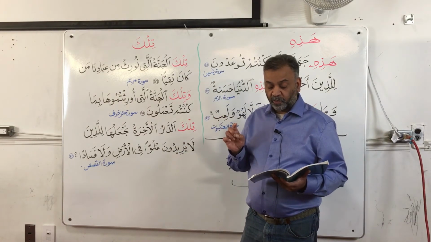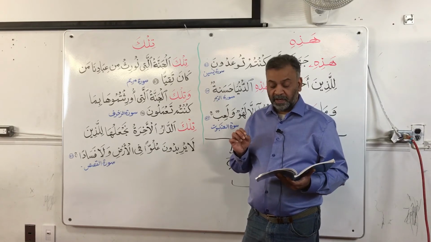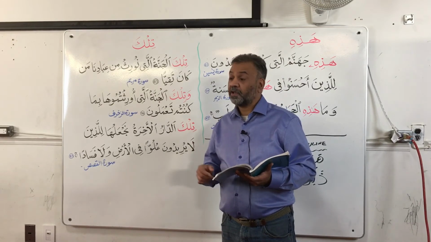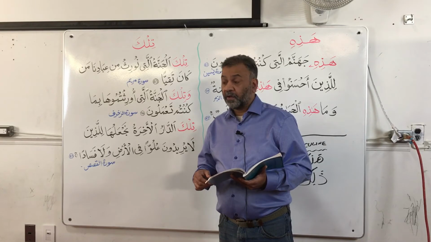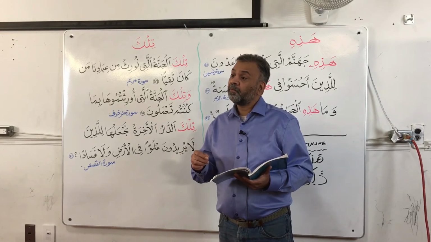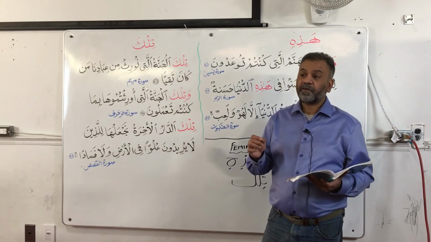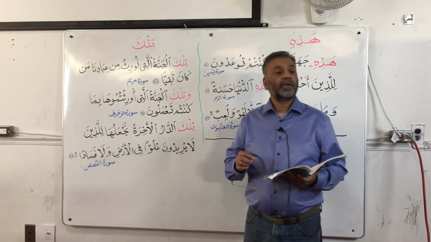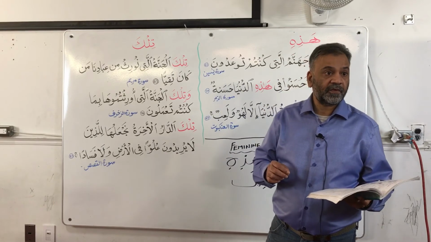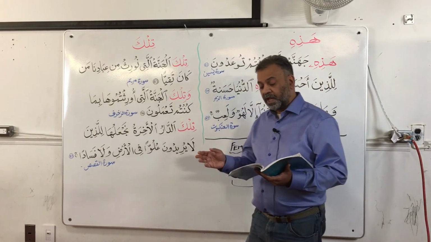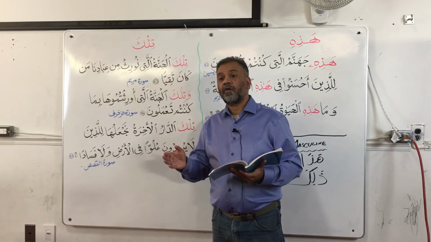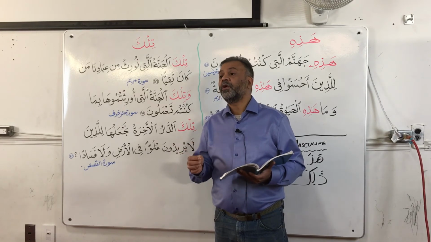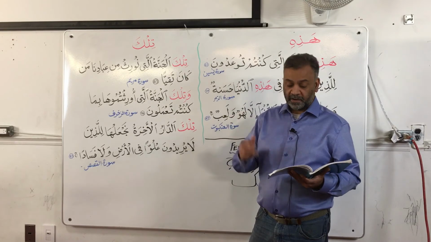Number 4, ismul muhandisi, name of the engineer. Faisalun is Faisal. Wasmut tabibi Mas'udun, and name of the doctor is Mas'ud. Is there any questions, Nambai? Everything's fine? Yeah. Name of the engineer is Faisal and name of the doctor is Mas'ud. Masmur Rajalu, what is the name of the man?